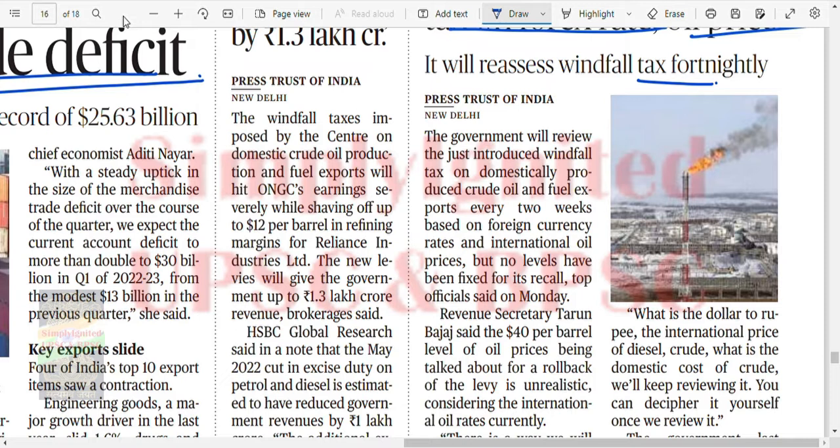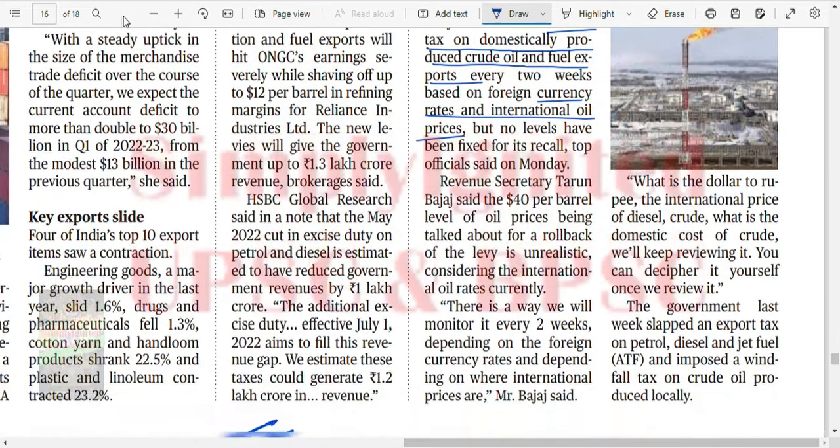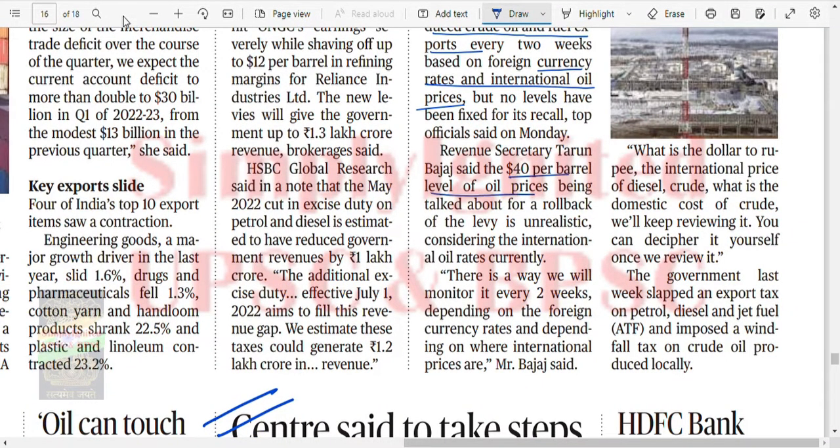Review of the just-introduced windfall tax on domestically produced crude oil and fuel exports will happen every 2 weeks based on foreign currency rates and international oil prices, but no levels have been fixed for it, top officials say. Revenue Secretary Tarun Bajaj said that the $40 per barrel level of oil prices being talked about for a rollback of the levy is unrealistic, considering the current international oil rates. We will monitor it every 2 weeks, depending on foreign currency rates and where international prices are: what is dollar to rupee, the international price of diesel and crude, what is the domestic cost of crude. We'll keep reviewing it. The government last week slapped an export tax on petrol, diesel and jet fuel and imposed a windfall tax on crude oil produced locally. Okay, let's see what this windfall tax is.